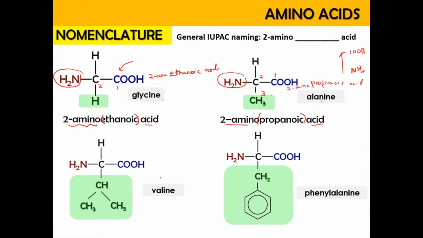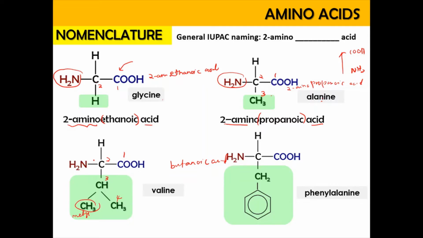Okay, now we're going to do valine. So valine will have 1, 2, 3. So it can be this one or this one, doesn't matter. So 1, 2, 3, 4 here. So 1, 2, 3, 4 refers to butanoic acid. And then at carbon number 3, there's going to be a methyl group.